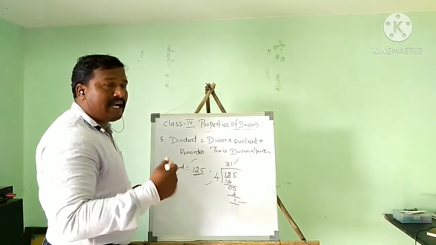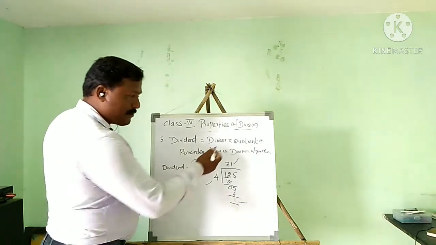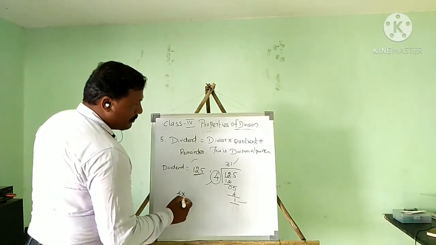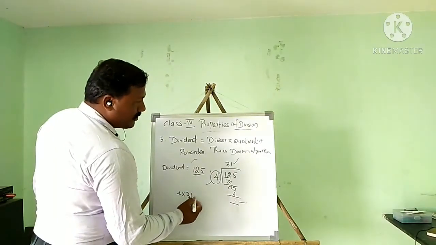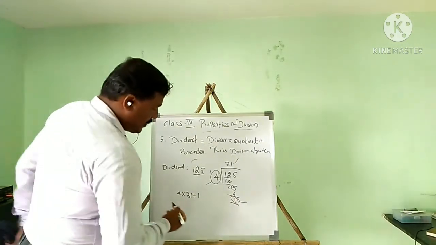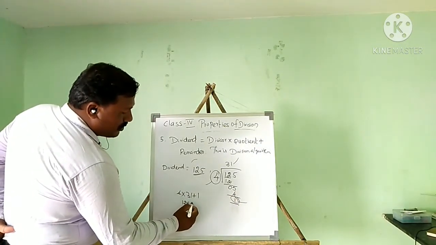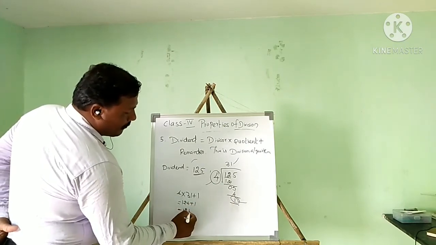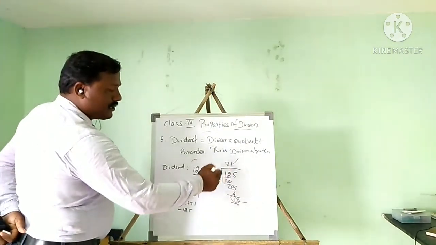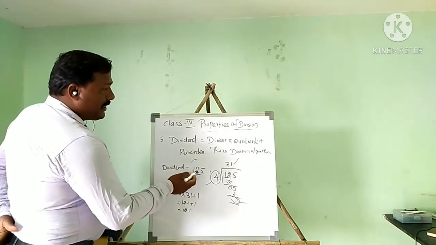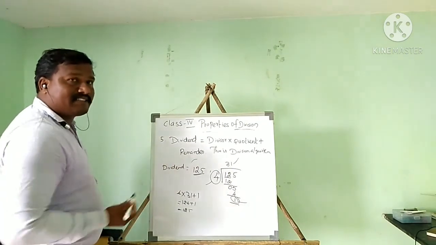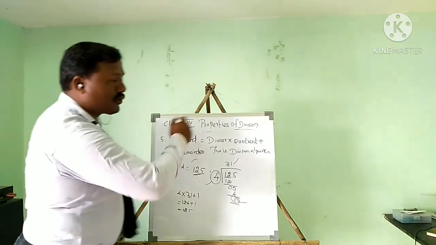I want to check whether my answer is right or wrong. How will I check? As per this algorithm, divisor is 4, multiplied by quotient 31, then add remainder 1. Let us check: 124 plus 1 is 125. Using the algorithm with the quotient, divisor and remainder, I got 125. It's equal to my dividend. My dividend is 125, so my answer is correct. This is the way, using this algorithm you can check any sum. Okay.